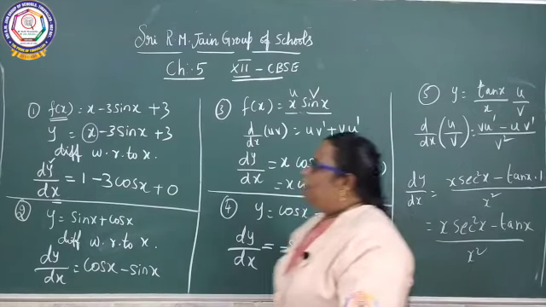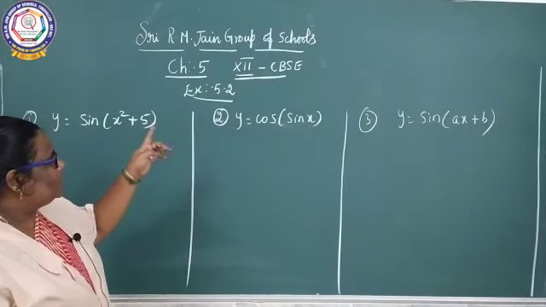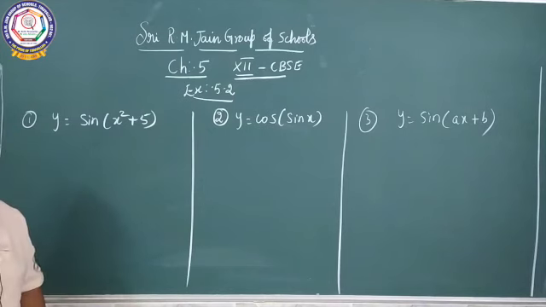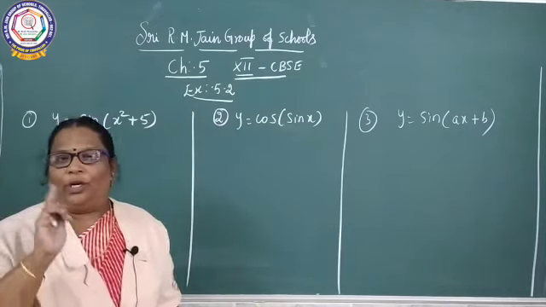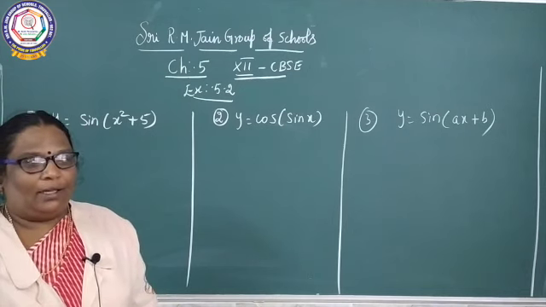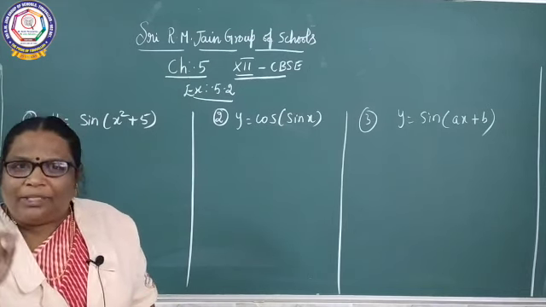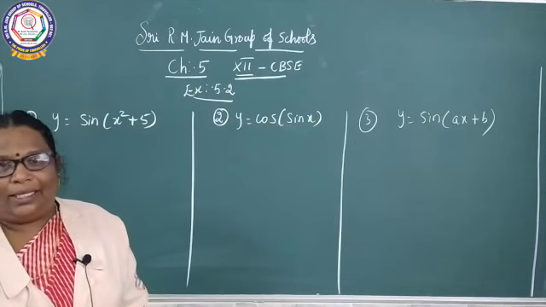I will give some more sums to take as homework. See, this is exercise 5.2, 12th CBSE. First sum, y equals sine of x square plus 5. See the previous sums, they were given like this: y equals sine x plus cos x, or y equals tan x, where only the x term is there, not the addition of some other term.